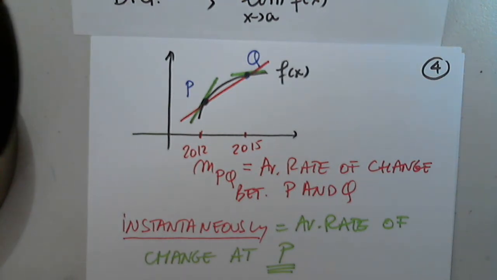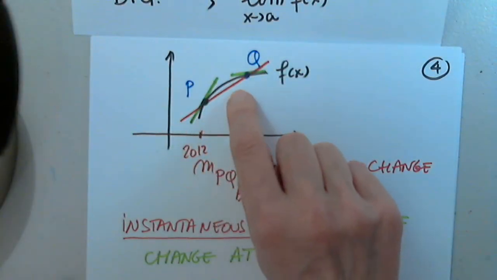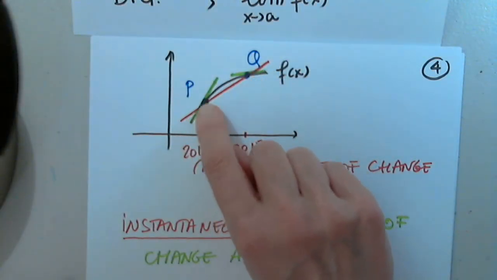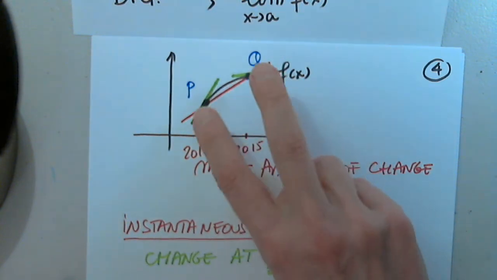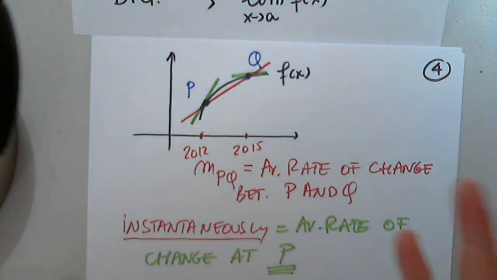So that is the difference between the slope of the secant line. A secant line crosses the graph in 2 points or more, but at least 2.